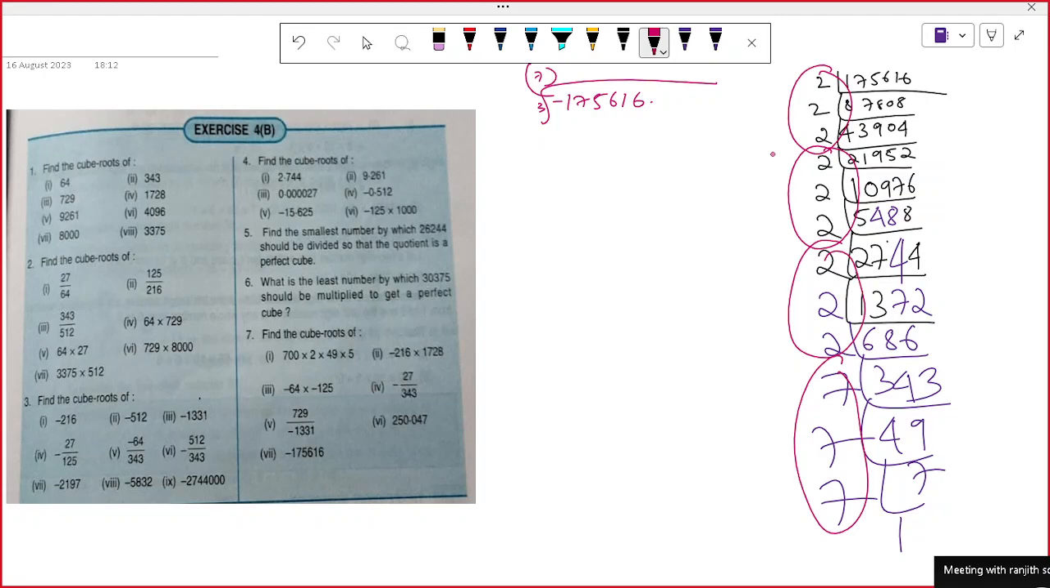2 into 2 into 2 into 7, so it is 56. Cube root, 2 into 2 into 2, right? Yeah, put cube root and write all the values. Group it. Yes, 2 into 7. What's the answer? 8 sevens are 56. 56.